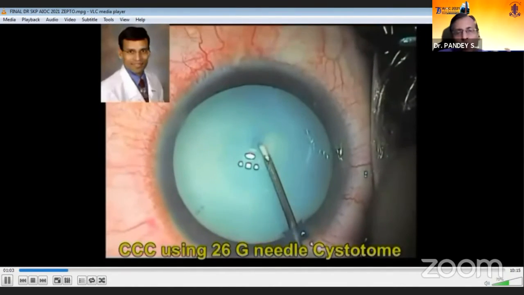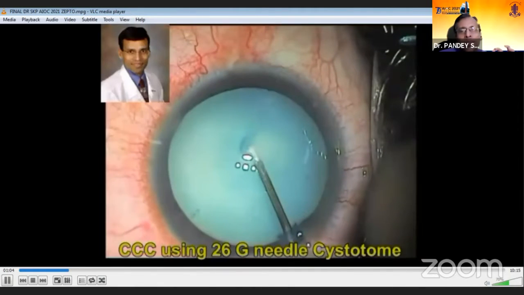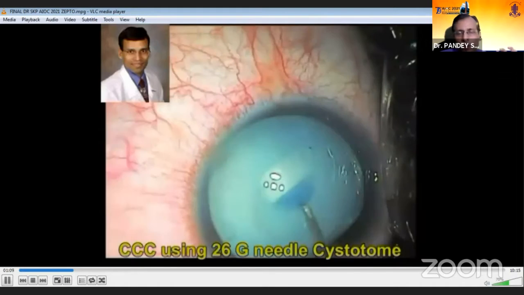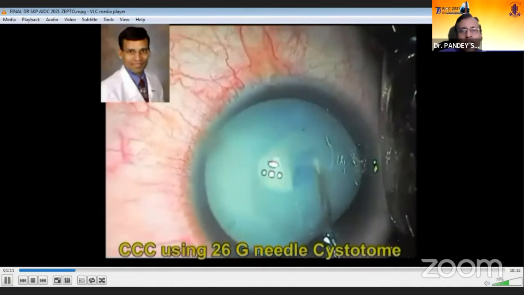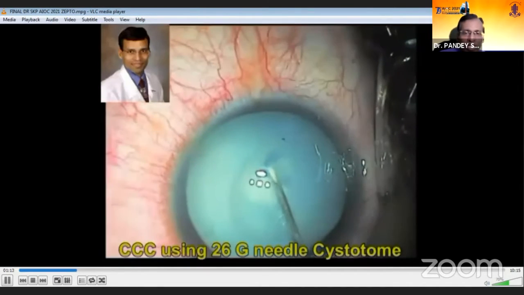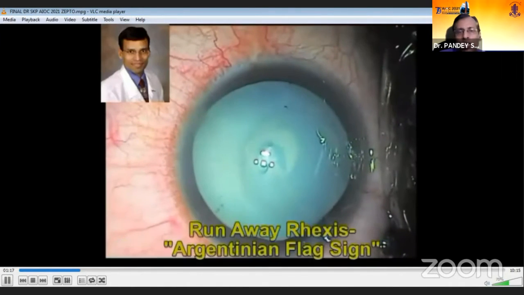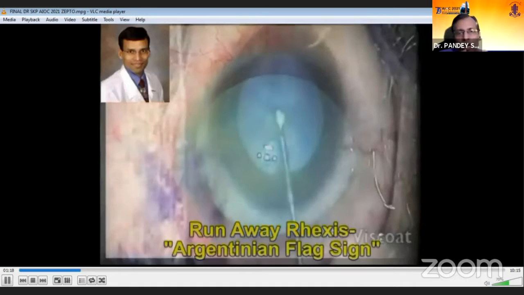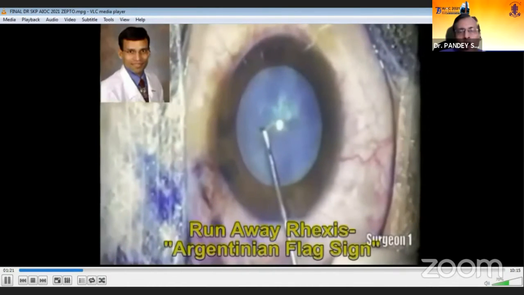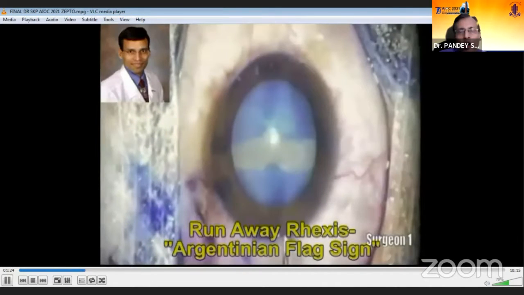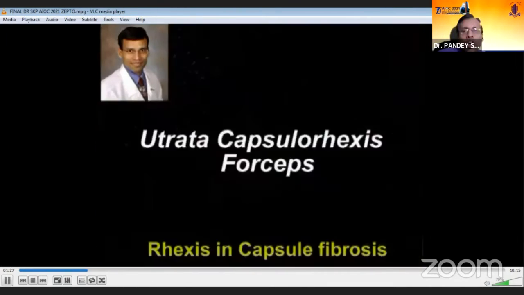One of the most commonly used techniques for capsulorhexis is the 26 gauge needle cystotome, and this technique has several advantages, but in a white cataract sometimes it's difficult to achieve the capsulorhexis, and it is not uncommon to see the runaway rhexis or Argentinian flag sign for the less experienced surgeon, or even in the hands of an experienced surgeon sometimes.